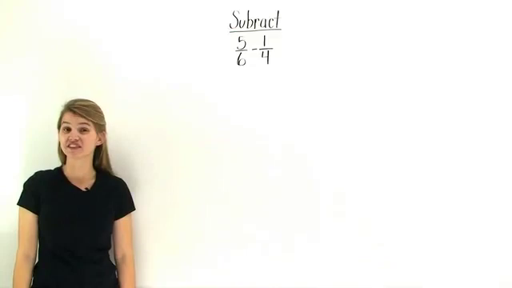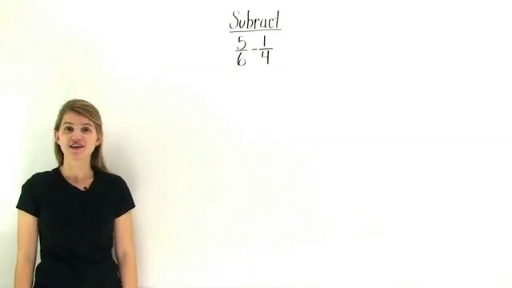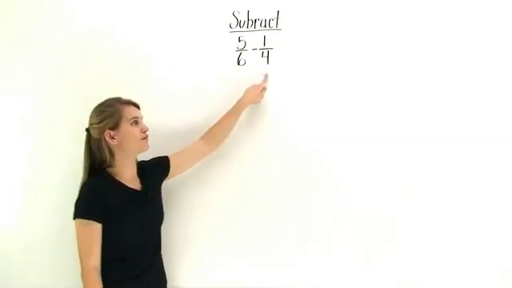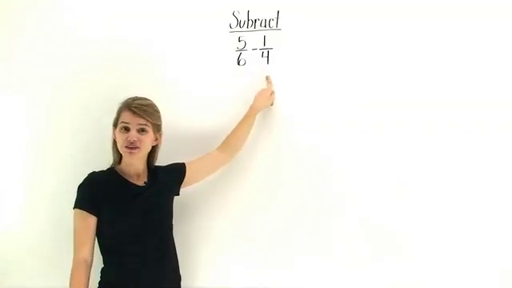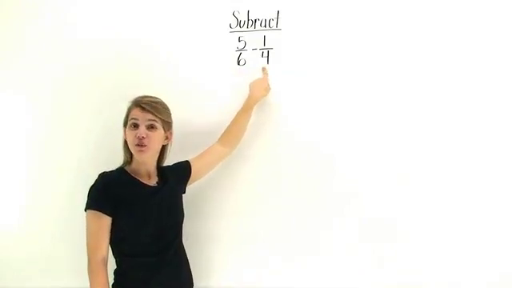What is 5/6 minus 1/4? Here we have a fraction being subtracted from another fraction. If we want to subtract a fraction from another fraction, we need them to have the same denominator. But in this case, we don't. One has a denominator of 6 and one has a denominator of 4.